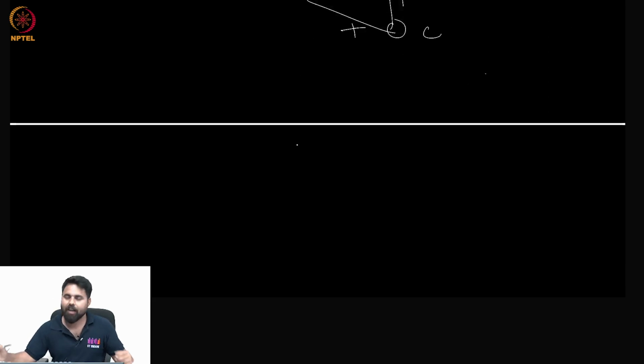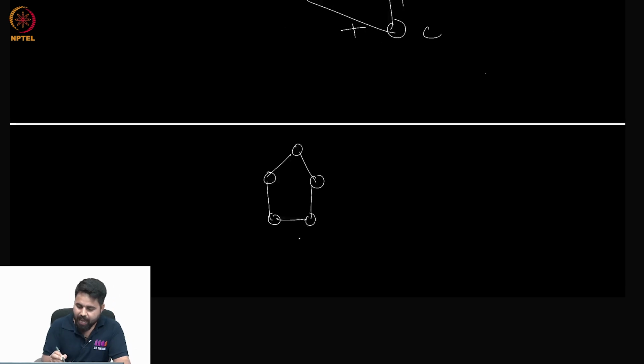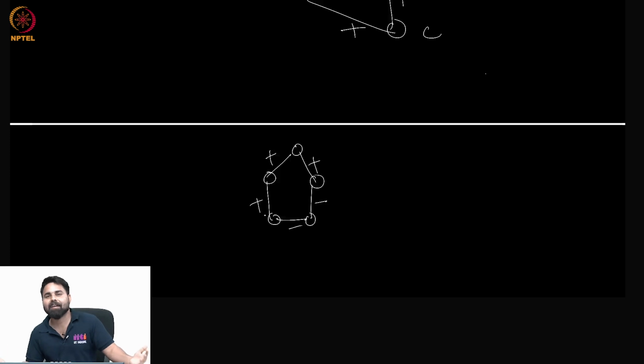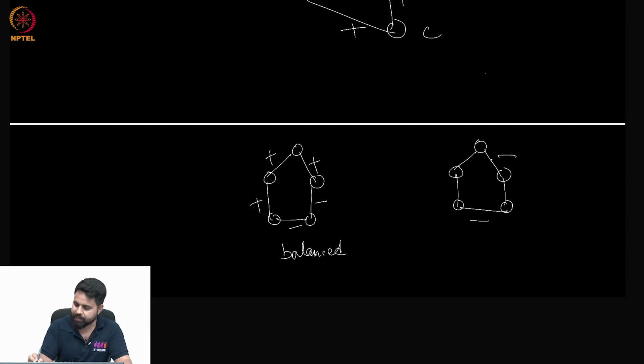So suppose now you have a bigger cycle. Let us take this one, and then suppose I put plus here and somewhere minus. So there are an even number of negative edges. So this is also known as a balanced cycle. And suppose there is some other configuration where there is an odd number of negative edges. Suppose this, and these are plus. So this is unbalanced.